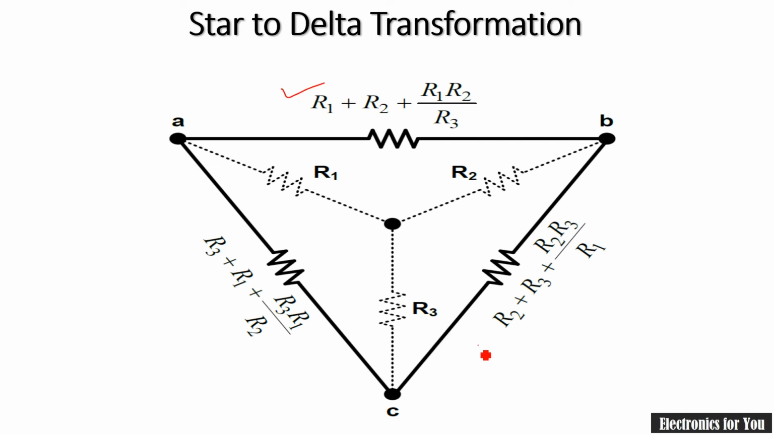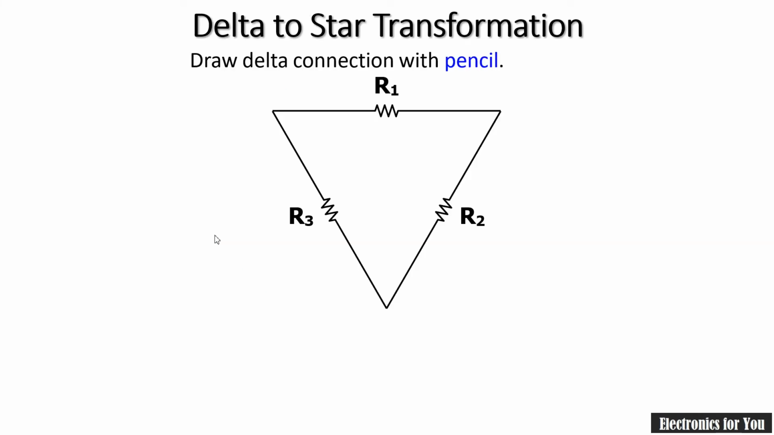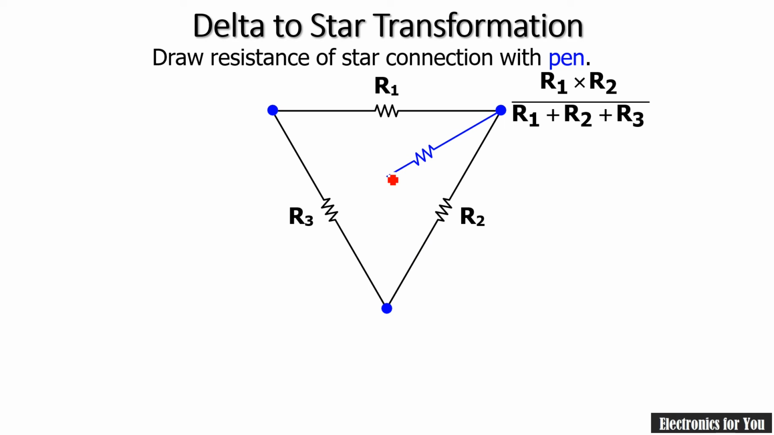we have to remember these formulas. Now next is delta to star transformation, in which you can see here that again we are drawing the delta connection with pencil. So R1, R2 and R3 are drawn here with the delta connection. Now we are converting it into a star connection, so a neutral point will be there, and again 3 resistances will join these 3 terminals, let them be A, B, C. So here we have marked the line terminals. Now we are having one neutral point just like this, and let the resistance be at this node.